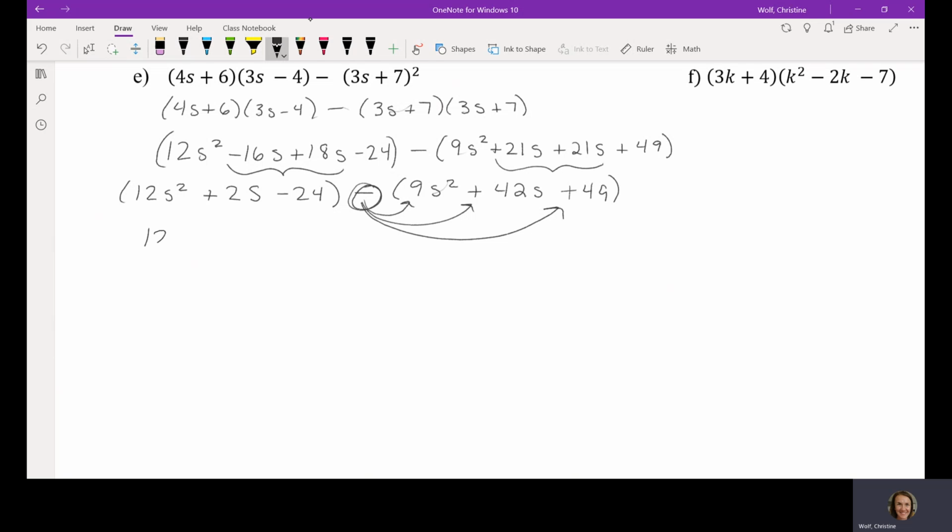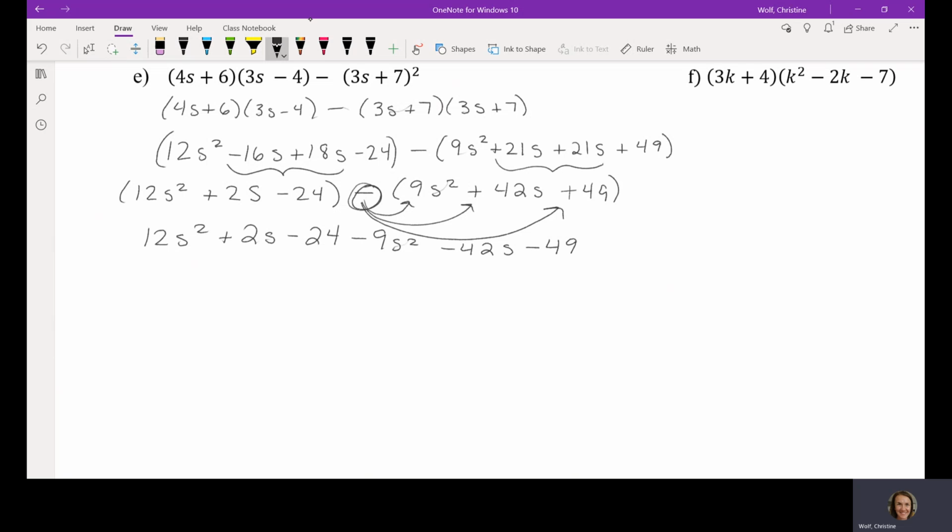So the first bracket won't change. But now the second bracket, that negative gets fed in to every term. It's like I'm multiplying every term by a negative. So this positive 9 that was in the bracket becomes negative 9. And then that positive 42 becomes negative 42. And then that positive 49 becomes negative 49, okay?